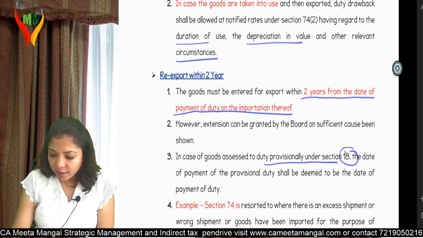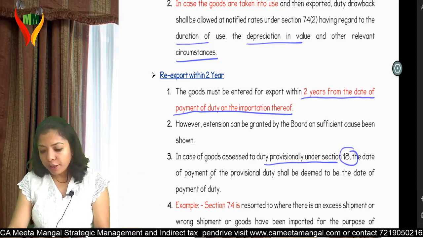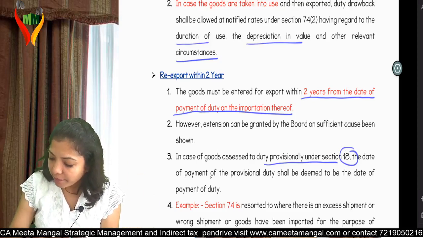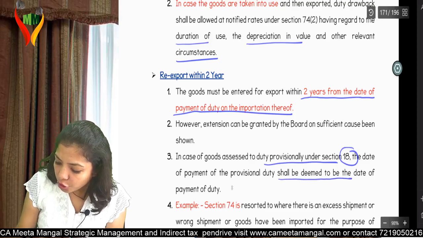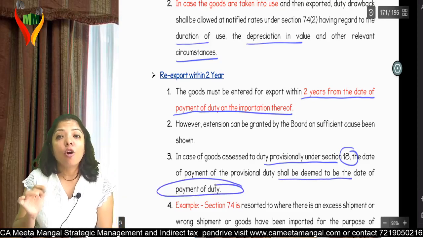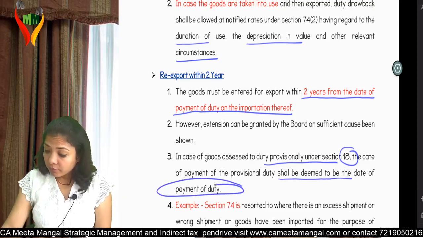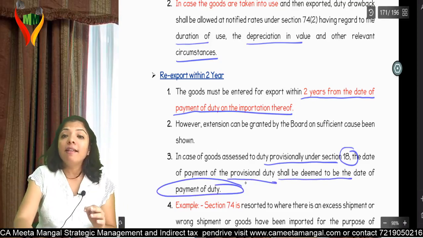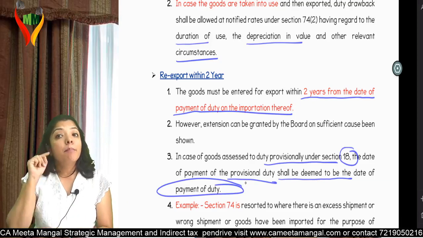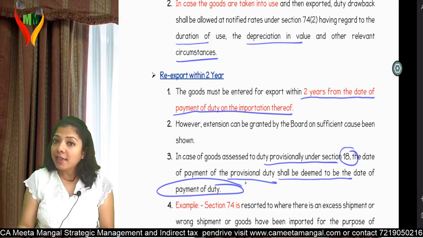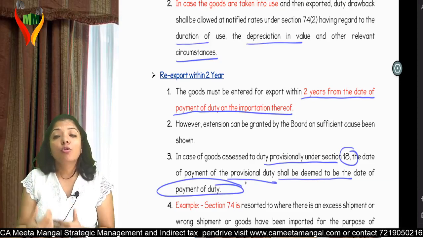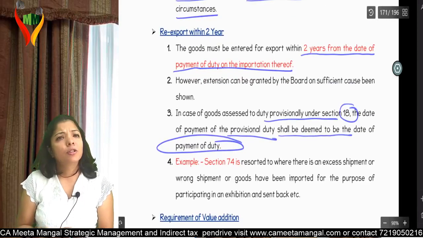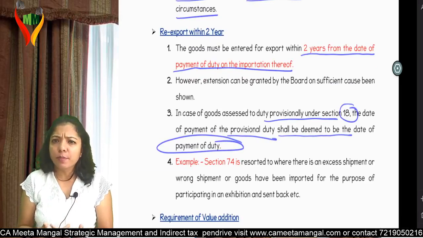Let's see this. In case of goods assessed to duty provisionally under section 18, the date of payment of the provisional duty shall be deemed to be the date of payment of duty. Am I clear? The date on payment of which duty? Provisional duty. From that day, within 2 years, you have to go for export again. Am I clear? So see, when this section 74 comes into picture, simple here.